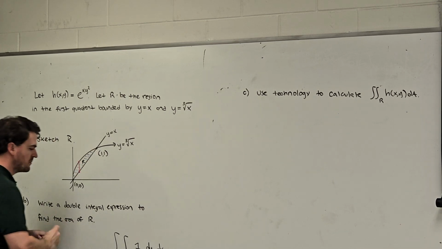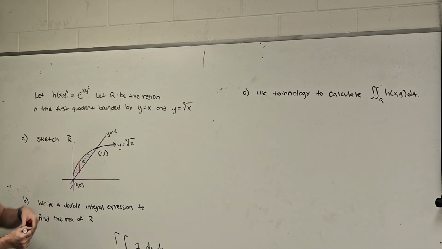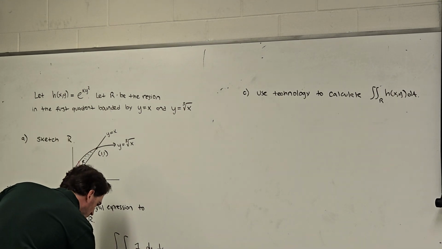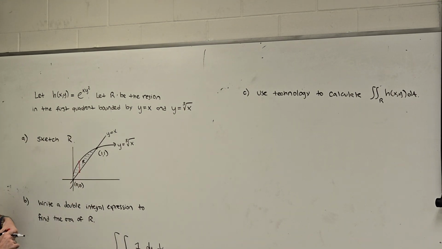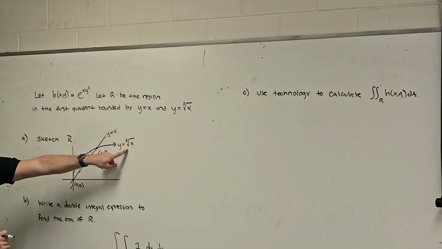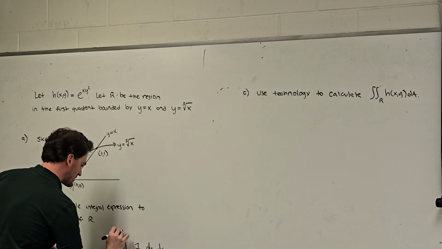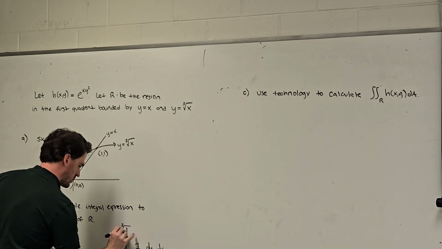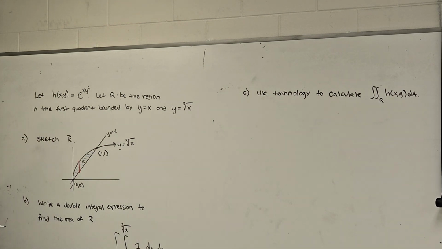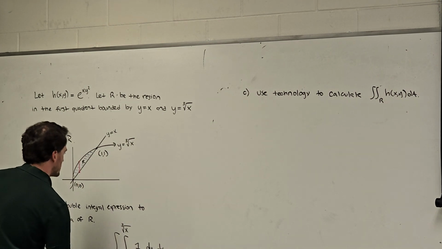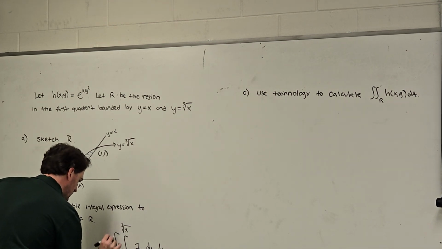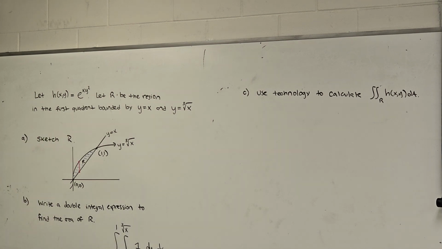So I'm going from the bottom curve, which is y equals x, up to the top curve, which is cube root of x, or x to the 1/3. And then sweeping in the x direction from x equals 0 to x equals 1.